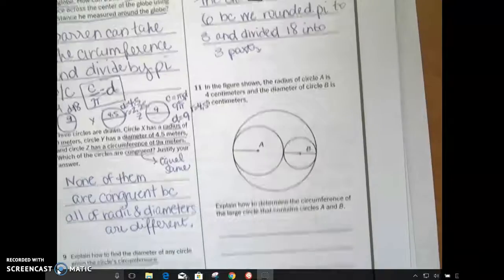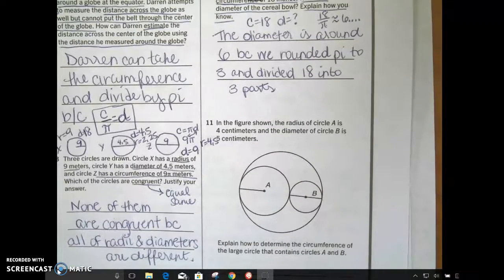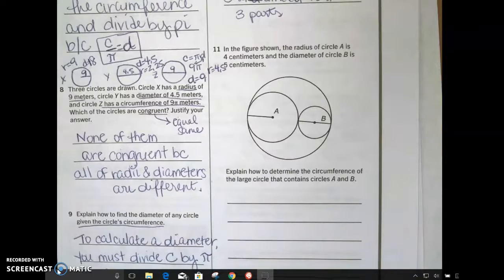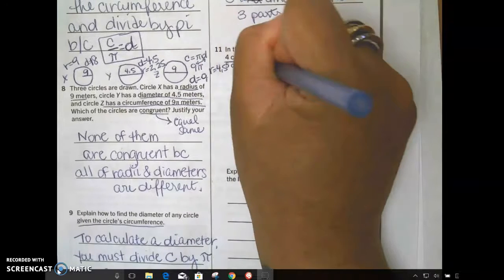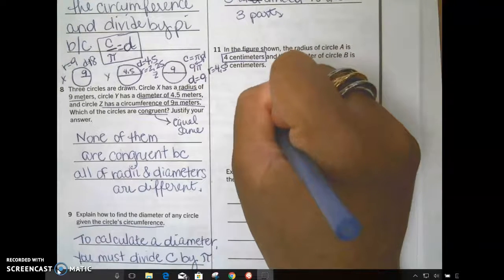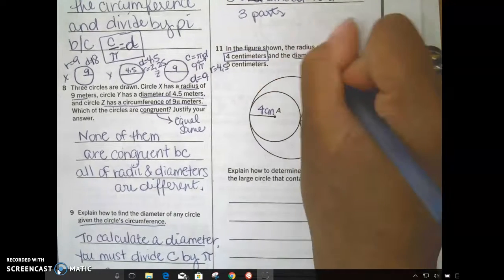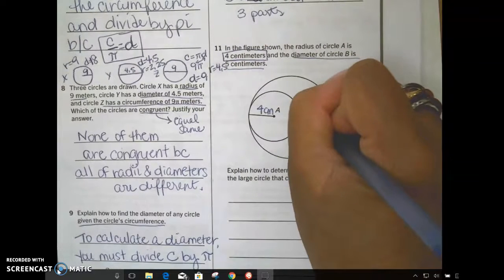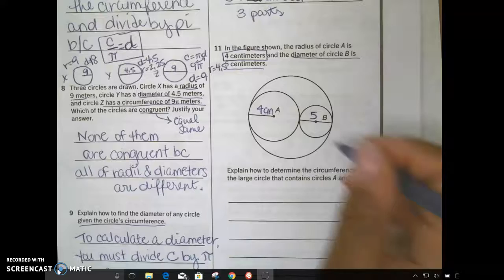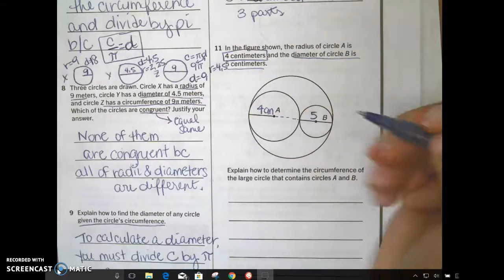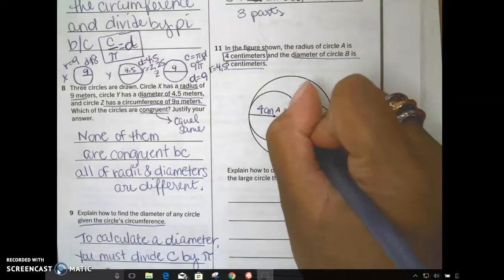Number 11, in the figure shown. The radius of circle A is 4 centimeters. Go to circle A and label 4 centimeters. And the diameter of circle B is 5 centimeters. How long is this dotted line here? 4 centimeters.